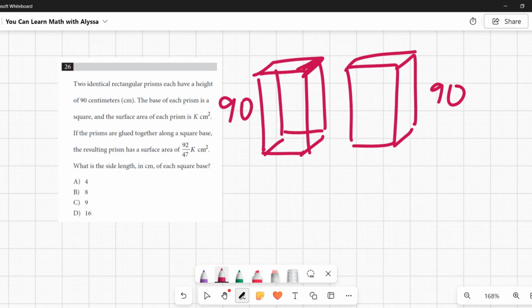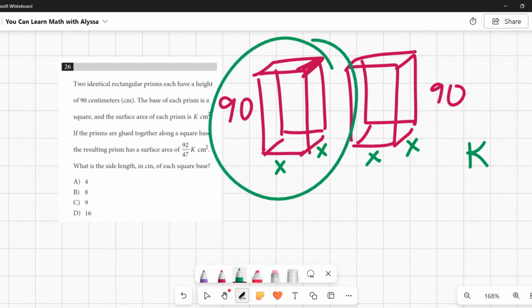Okay, good to know. So I don't know what they are, but I know it's a square, so I'm going to call both of these sides x. The surface area of each prism is k centimeters squared. Okay, so what is surface area? It's when we add up the area of all the individual sides.